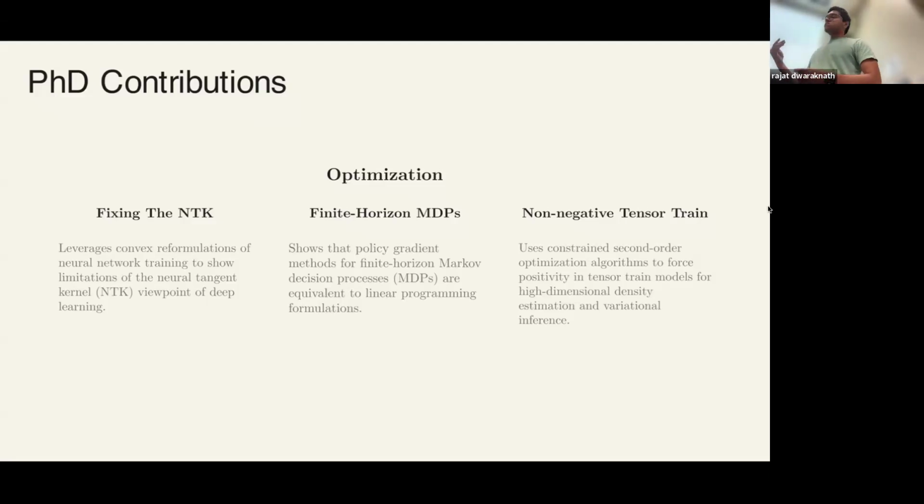Next, I did this work with Lexing showing that for finite horizon Markov decision processes, policy gradient methods can be cast as a linear programming optimization problem. And then finally, I also worked on non-negative tensor trains, where my main contribution was to extend constrained second-order optimization methods to tensor train models, and then use that to enforce positivity in their entries so that you could use it downstream for things like high-dimensional density estimation and variational inference.